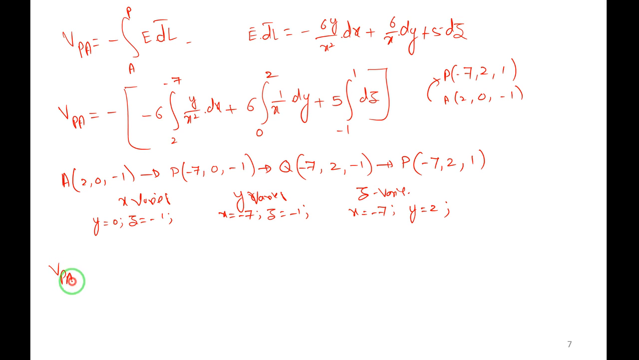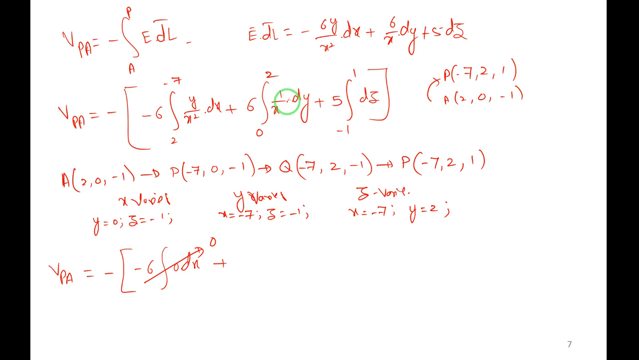VPA is equal to minus 6 integration of y. What is y here? See here. So I am substituting, actually I am integrating with respect to x, but y is 0. So this will be 0, entire thing will be 0, integration of 0 into dx, right? So this first term will vanish because y is 0. Then come to the second term.